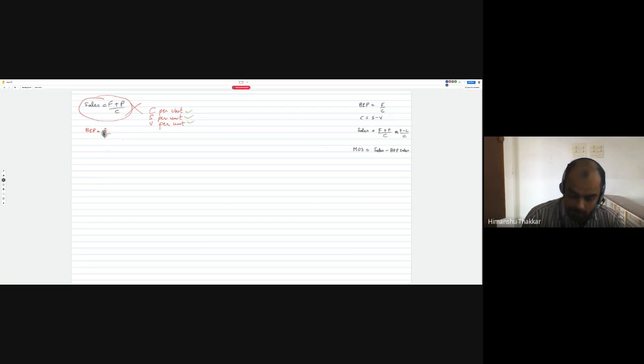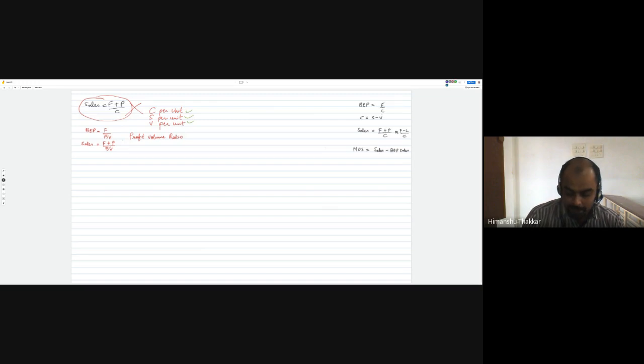And when you have to find sales, then the formula will be F plus P upon PV. Now don't just think, oh, what is this new terminology? P oblique V, I'm writing again and again. So PV is profit volume ratio. See, we are beginning with the chapter, so you need to understand every new concept thoroughly.